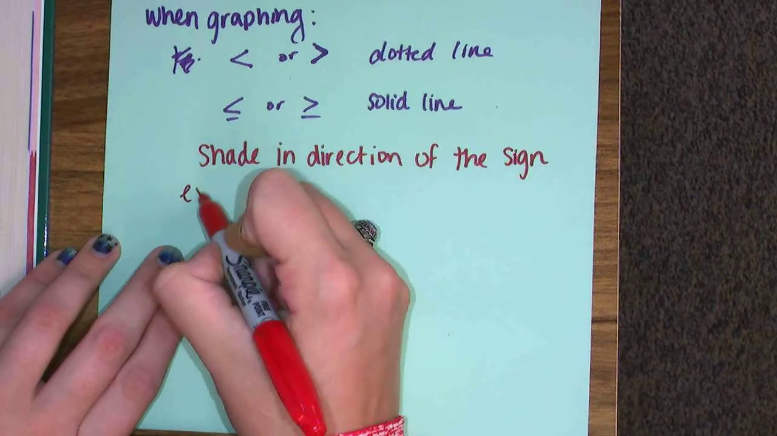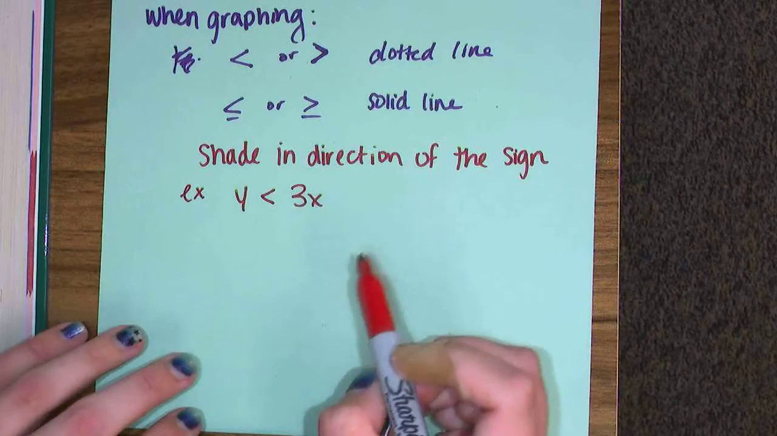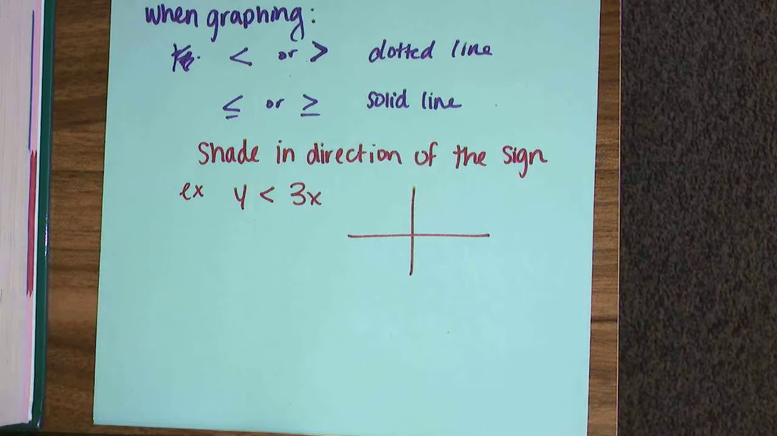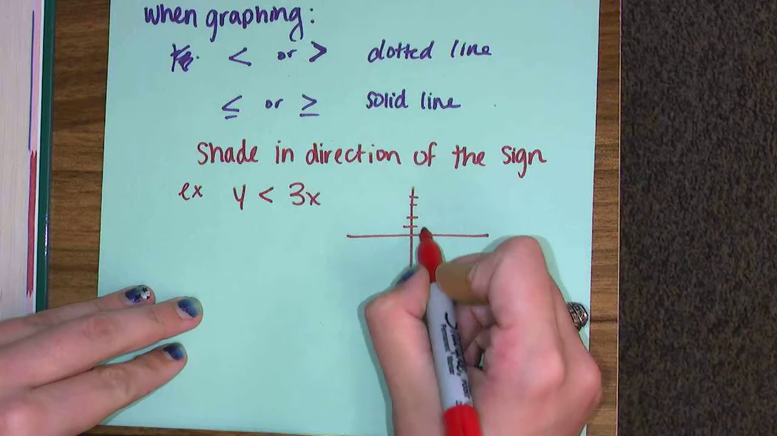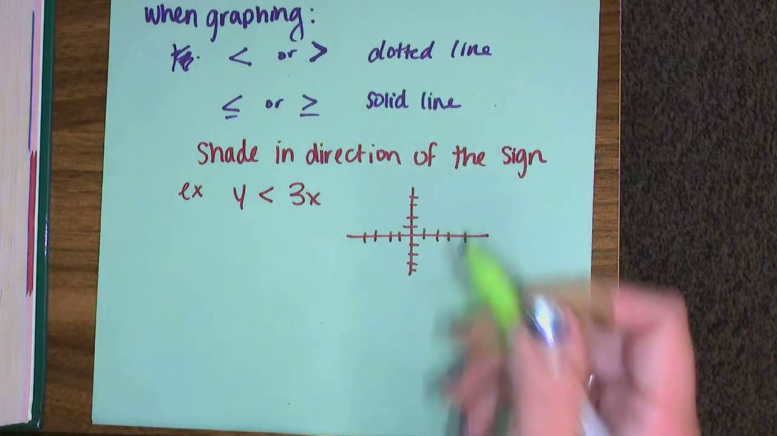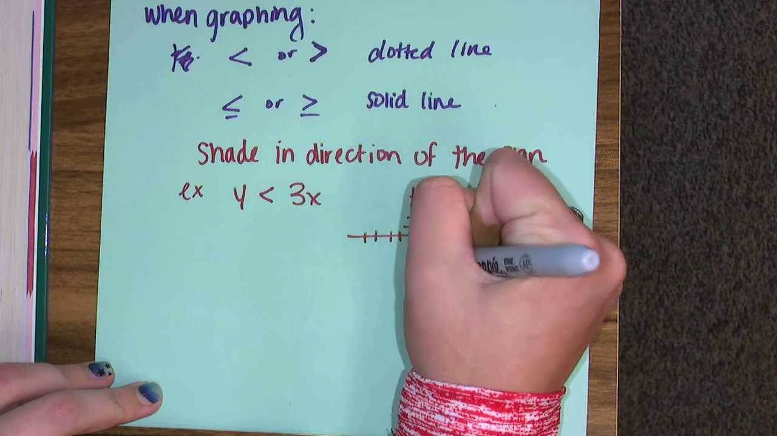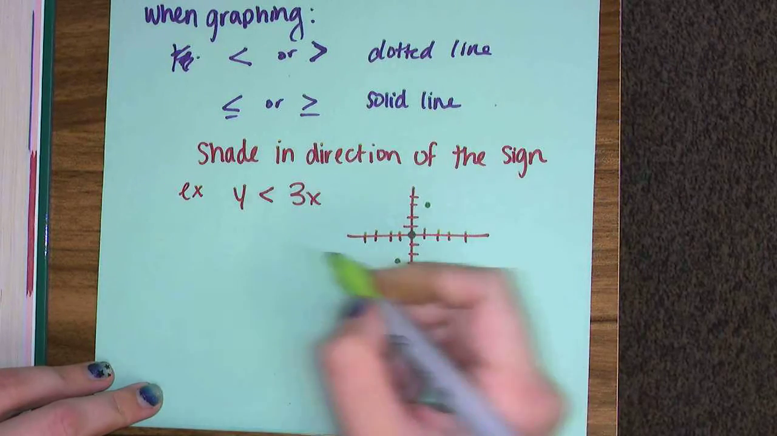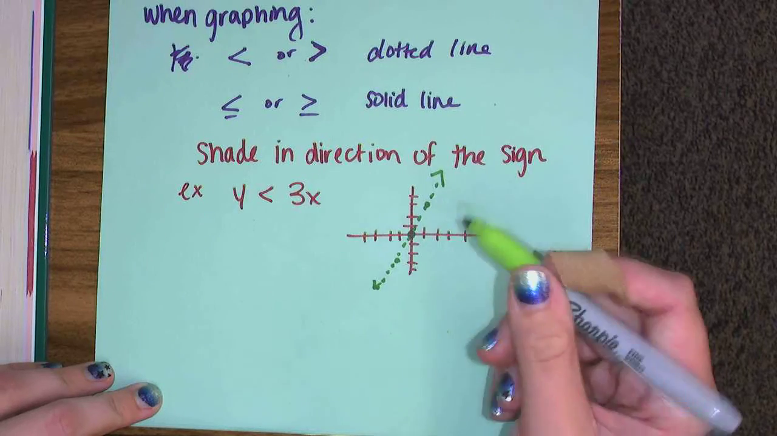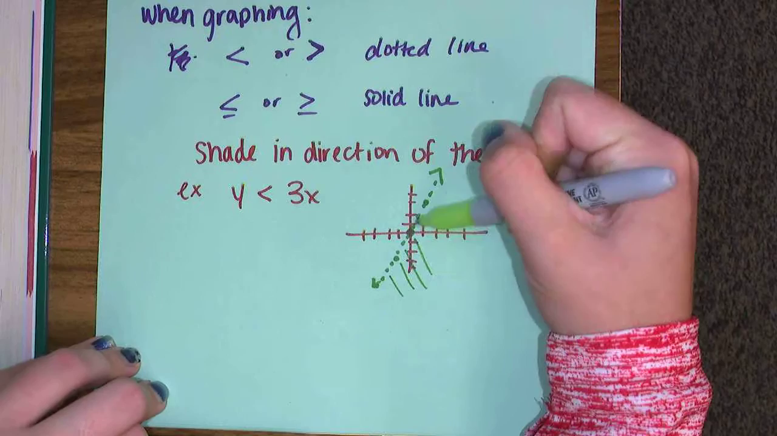So for example, y is less than 3x. Then this looks something like this. I have a y-intercept of 0, up 3 over 1. This is just less than, so it's a dotted line. And it's where y is smaller than everything else, which means I would shade down here.